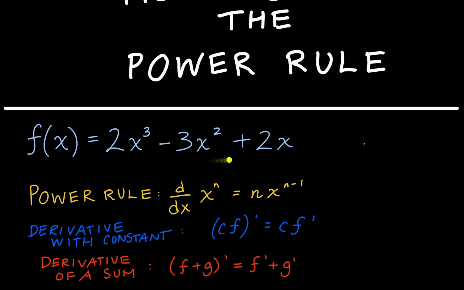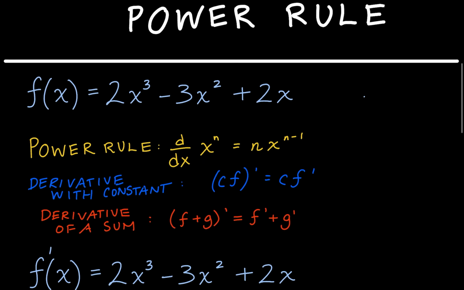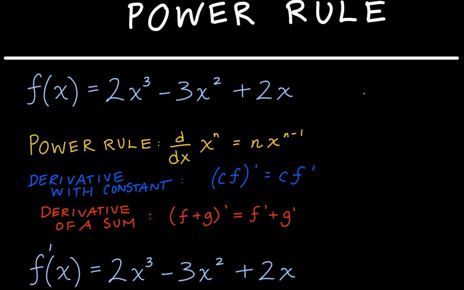So let's return to our original function f of x and try to take the derivative. We have f prime of x equal to the derivative of 2x cubed minus 3x squared plus 2x, and I just noticed I forgot to indicate that this whole expression is differentiated. So here is a prime. Now that makes sense.